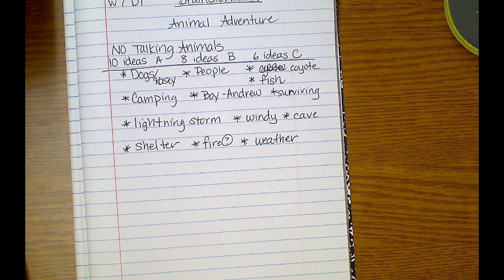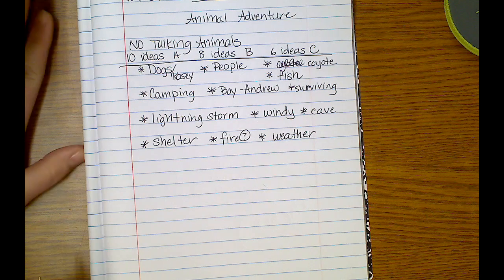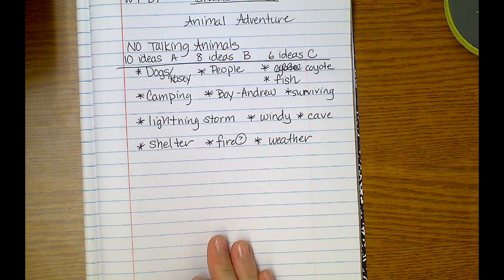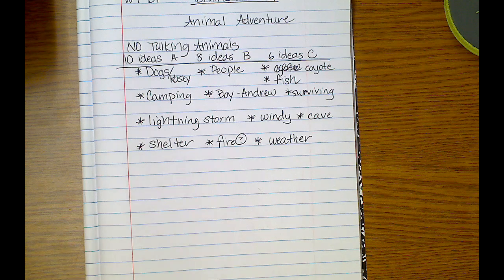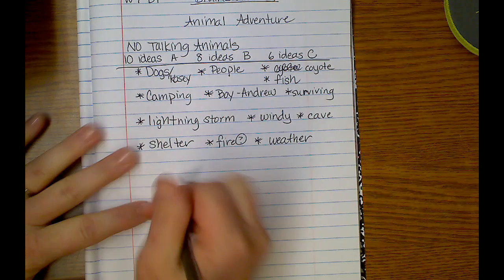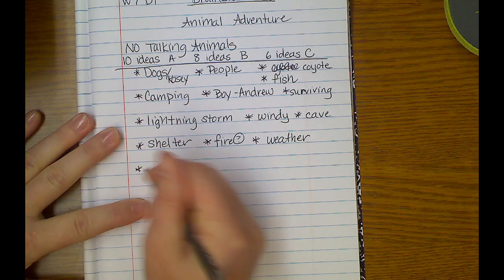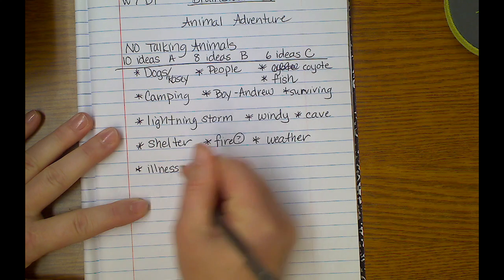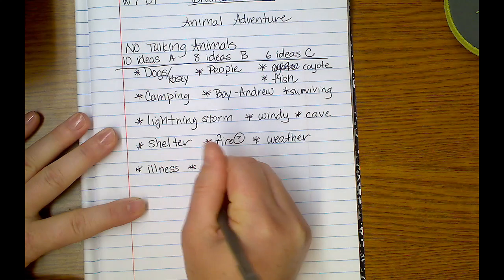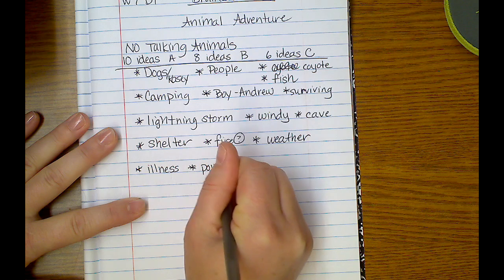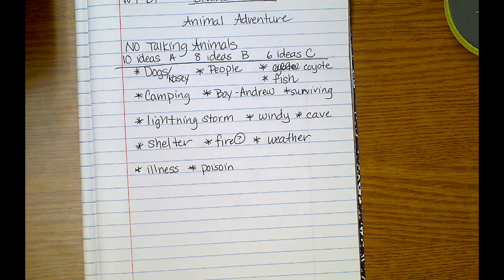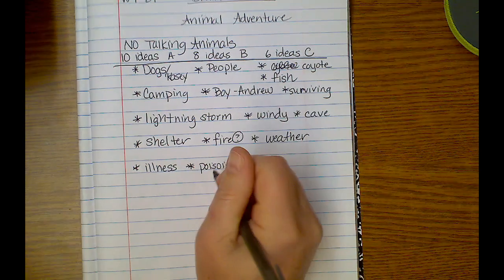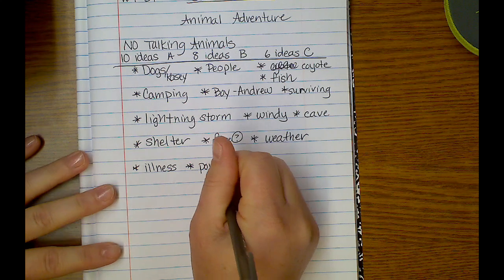And again, I want this to be something that somebody could believe. Part of the reason why we're doing an animal adventure story is because we're learning about a lot of things that people face. Oh, I'm going to put sickness, so illness. Maybe poisoned. That's not how you spell poison. Poison.